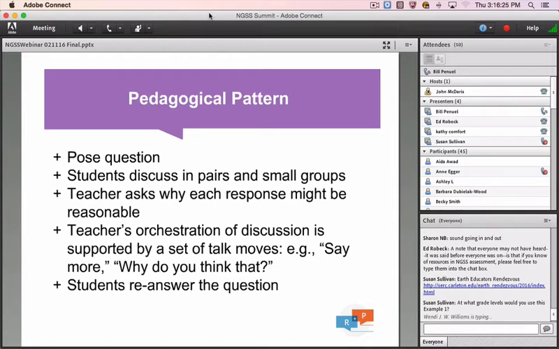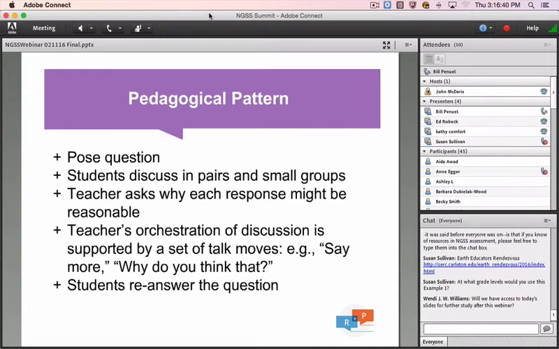And so what happens in this particular pedagogical pattern that's associated with this item is that a teacher would pose a question of all students in the class. Students would first answer using clicker software, and all of them would answer the question, which is a multiple choice question. Then they discuss their answers in pairs and small groups. And then the teachers ask in a whole class discussion why each response might be reasonable. I want to highlight this particular aspect of our prompt, why each response might be reasonable.